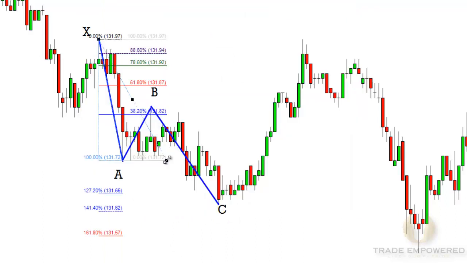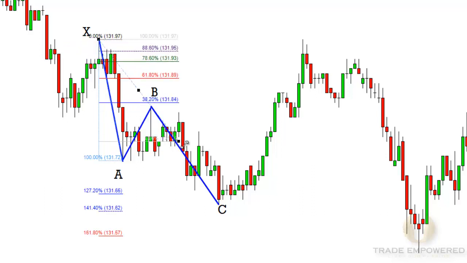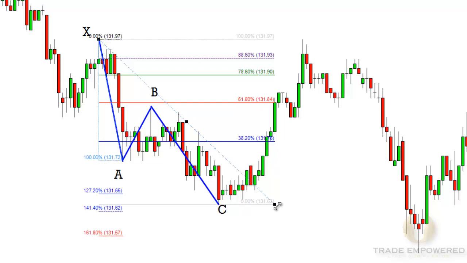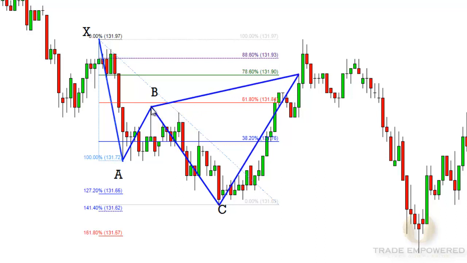And for my D completion, I'm taking my Fibonacci retracement tool, this time from my X leg all the way down to the low of my C leg, and I'm looking for my 786 Fibonacci retracement to be hit for a valid cipher pattern.